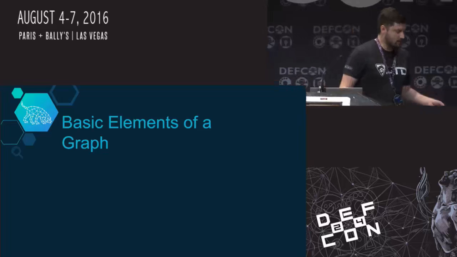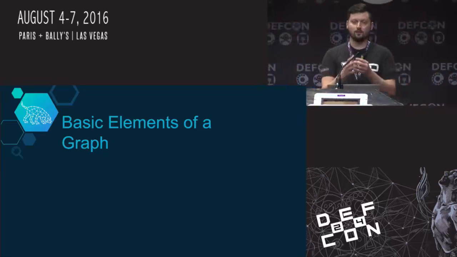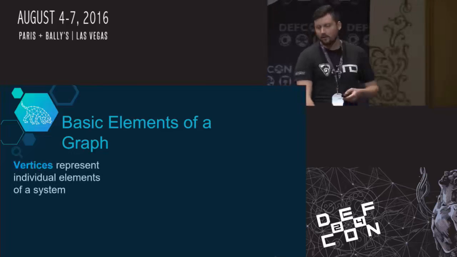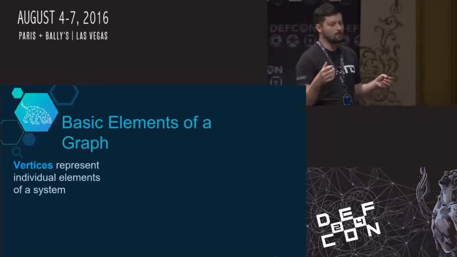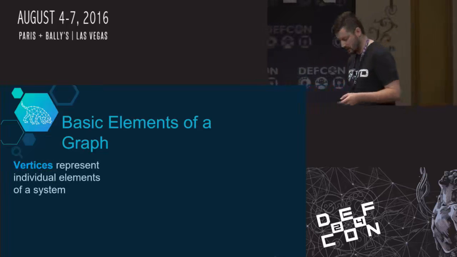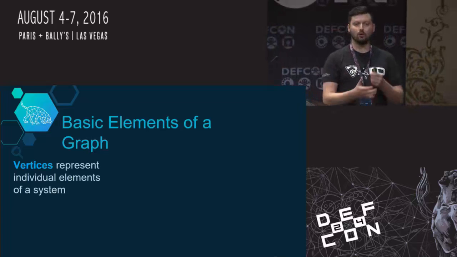So, the basic elements of a graph. First of all, a graph is not necessarily just a visual thing. A graph is a construct of a discrete branch of mathematics called graph theory. So in a graph, you have vertices, or nodes. Vertices are used to represent a basic individual element of the system that you're representing. If this is Google Maps, then a vertex may represent a city or an intersection.